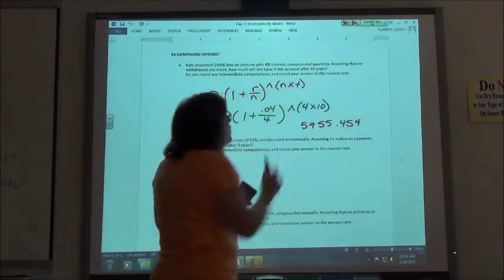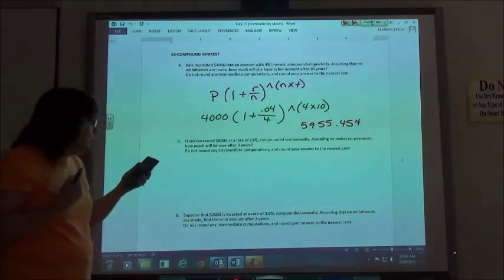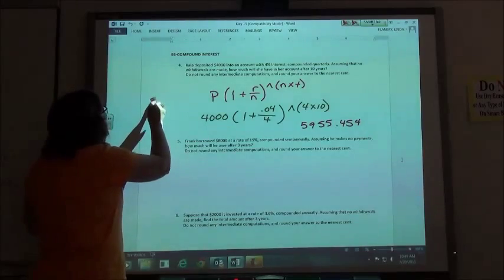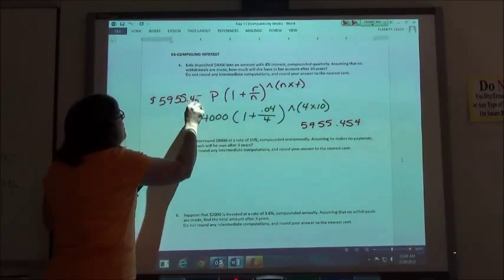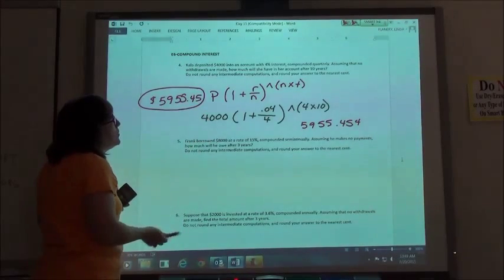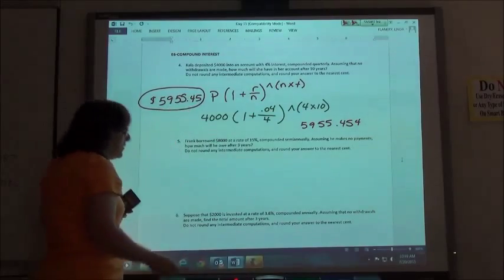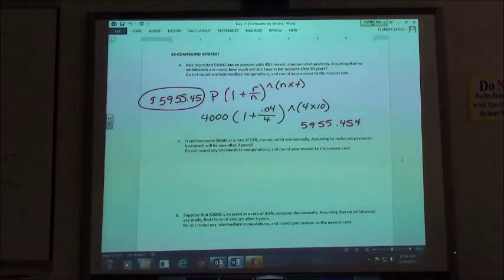5955.454. Tells me to round to the nearest cent, so I need to carry it 3 places. Since there's a 4 behind there, I'm going to say $5,955.45. So I started out with $4,000. After 10 years, I didn't make a whole lot of interest, 4% compounded quarterly. So I ended up with $5,955.45.